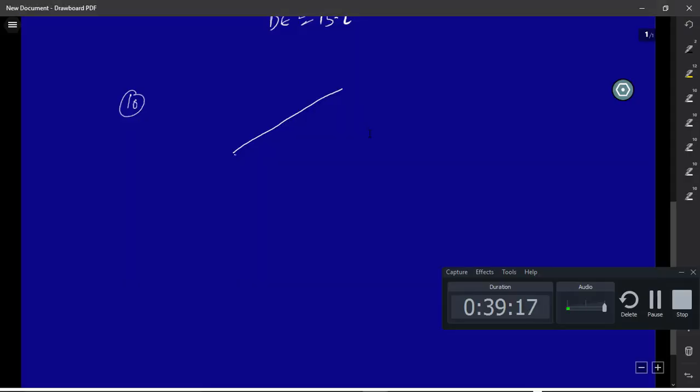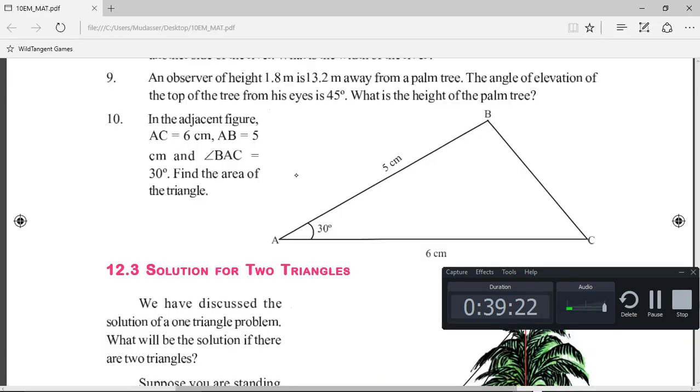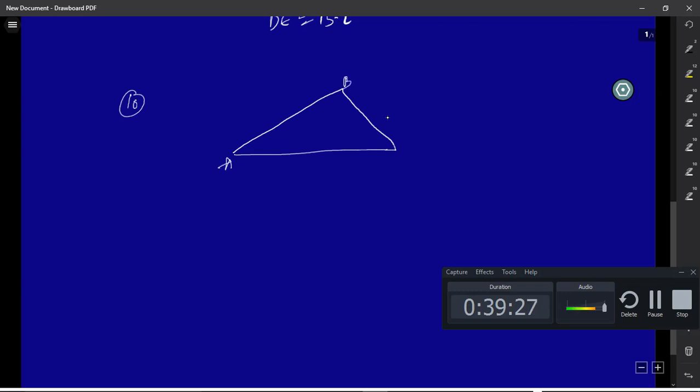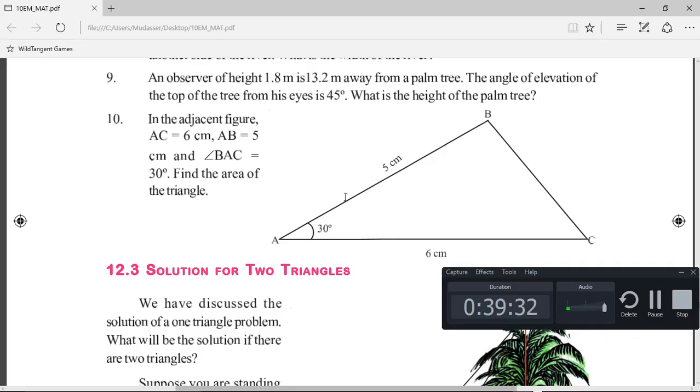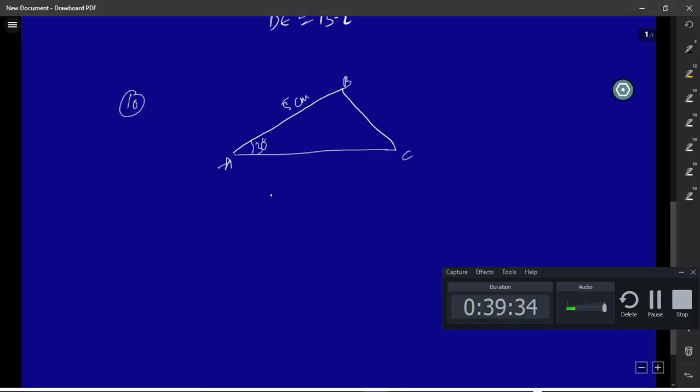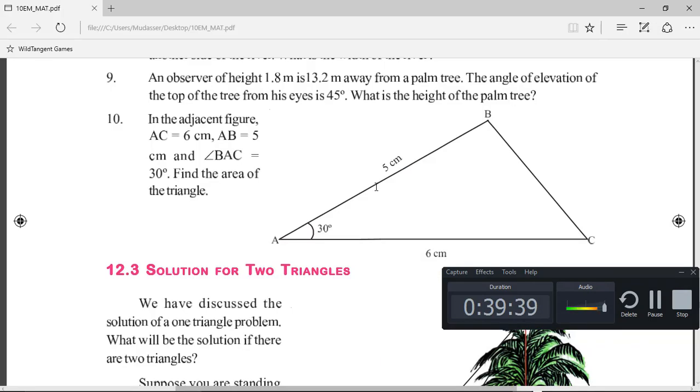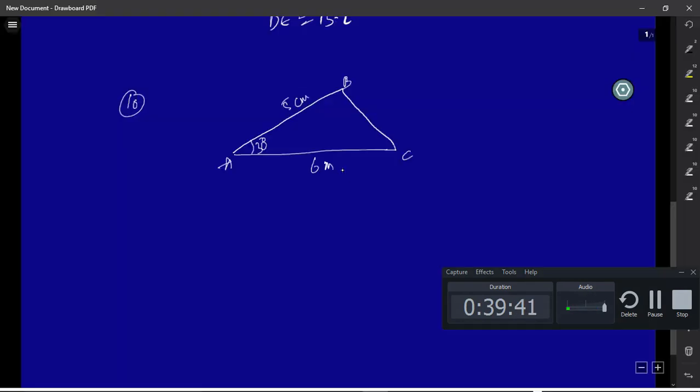Okay, this is how it is. Triangle A, B, C. AB is 5 centimeter. Angle A is 30 degrees. AC is 6 centimeters. Find the area of the triangle. Angle B here is 90 degrees.